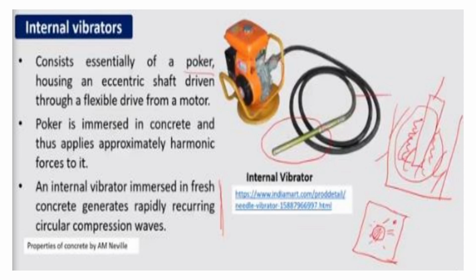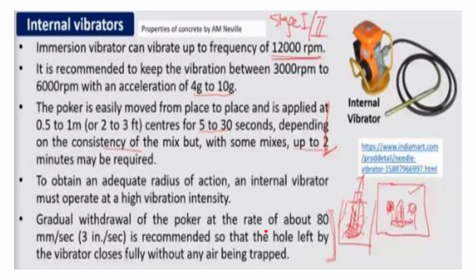So if you see, this is an example of an internal vibrator. It consists essentially of a poker, as you can see, housing an eccentric shaft driven through a flexible drive from a motor. The poker is immersed in concrete and thus applies approximately harmonic forces to it. An internal vibrator immersed in fresh concrete generates rapidly recurring circular compression waves. So that is its mechanism.